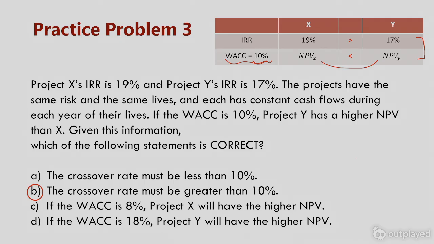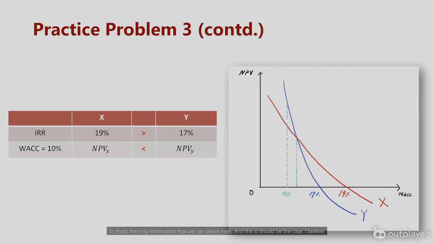Now, is this true? Well, I don't think so, because the internal rate of return of project Y is already 17%, right? So if the cost of capital is 18%, that's way above the IRR of project Y. So at least what we can figure out is that the NPV for Y at a cost of capital of 18% should be negative. So that's the only information that we can derive here, and this should be the case, I believe. This is the only scenario that we can come up with.